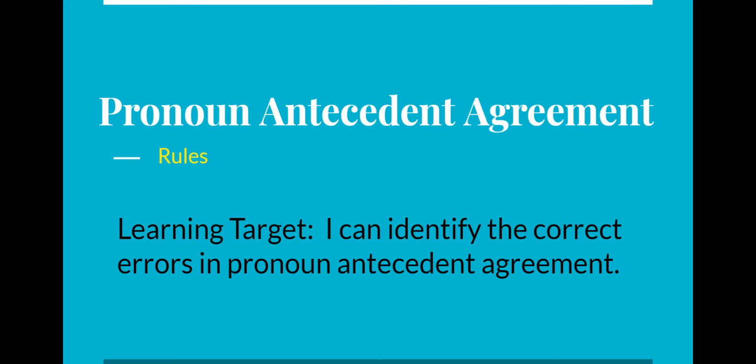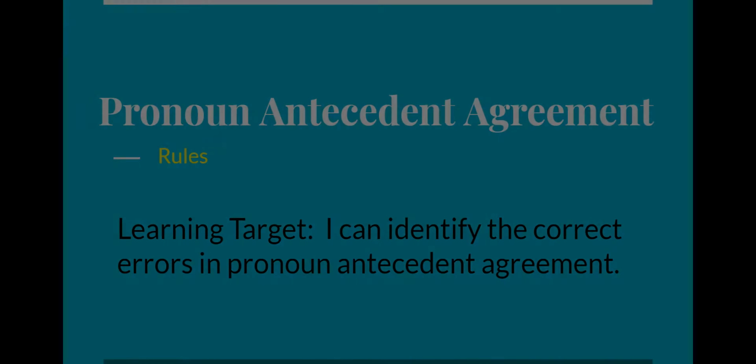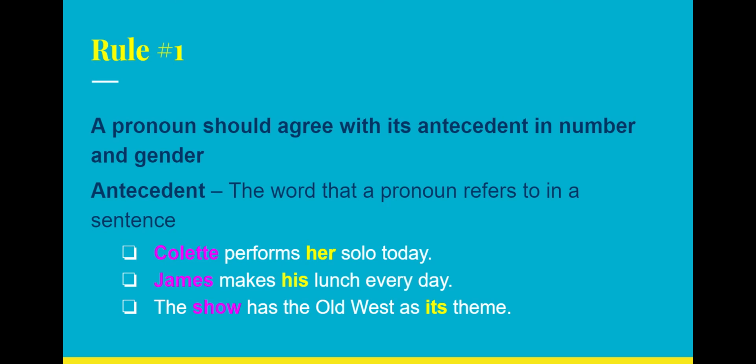So your learning target for today: I can identify the correct errors in pronoun antecedent agreement. If you watched the video from last week, you know that the main rule is that a pronoun should agree with its antecedent in number and gender. And an antecedent is the word that a pronoun refers to in a sentence.